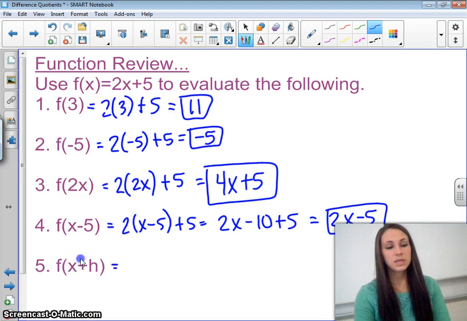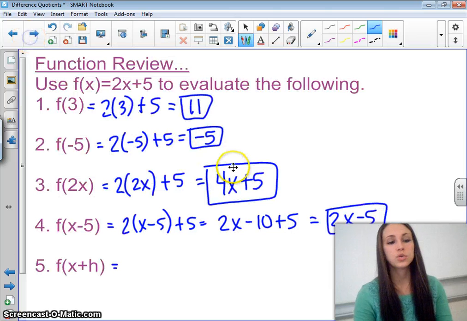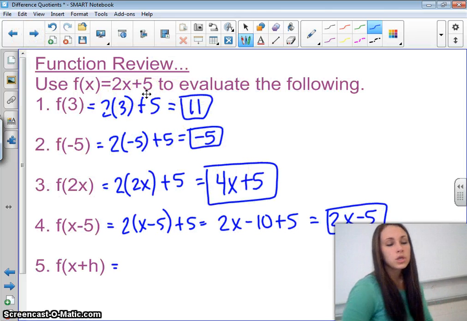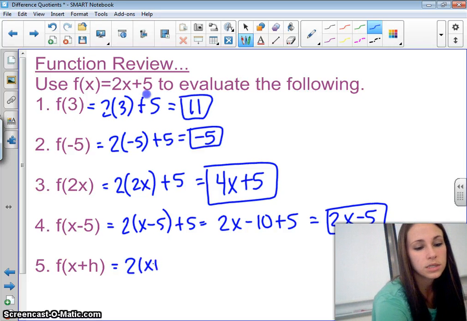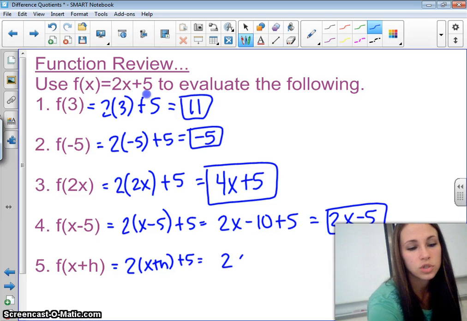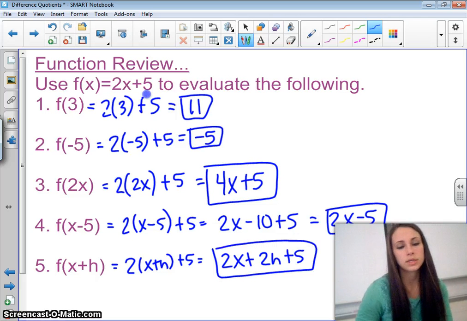And then this next piece, this is the first part of the difference quotient right here, f of x plus h. And so this is how you would do one of the first parts if I was asking you to evaluate it for this function. So I'm just going to take x plus h and plug it in for x. So 2 times x plus h plus 5, and simplify that. So this would just be 2x plus 2h plus 5. And there's nothing else I could do with that. I can't combine like terms, so that's my answer.